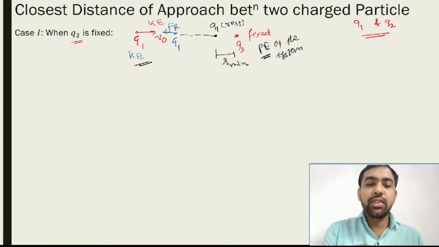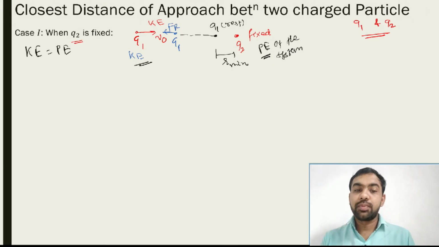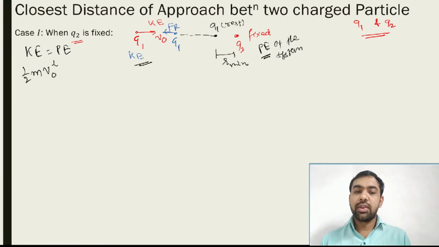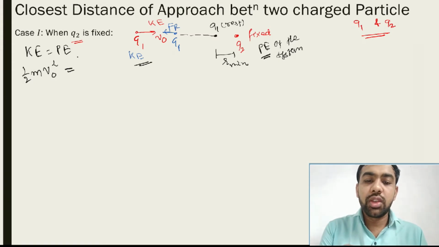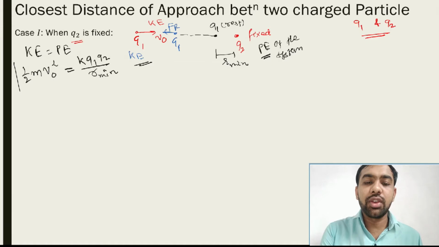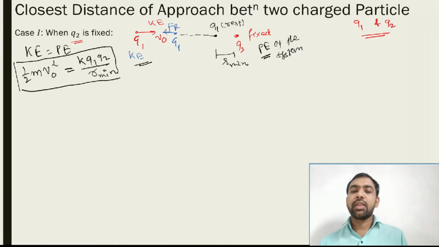So what are we doing? Kinetic energy is equal to potential energy. So 1/2 m V0 squared is equal to the potential energy of the two charged particle system, K Q1 Q2 upon the distance between them. Right now the distance is R minimum. From this relation you find R minimum. So that is the concept for the closest distance of approach between two charged particles when Q2 is fixed and only Q1 is moving.